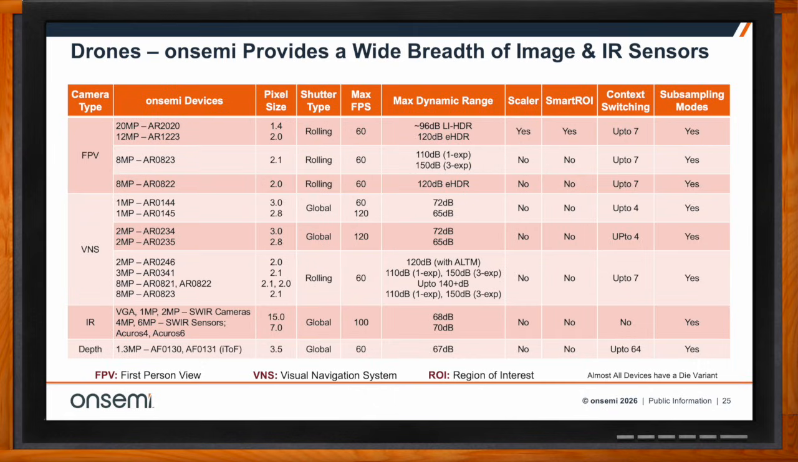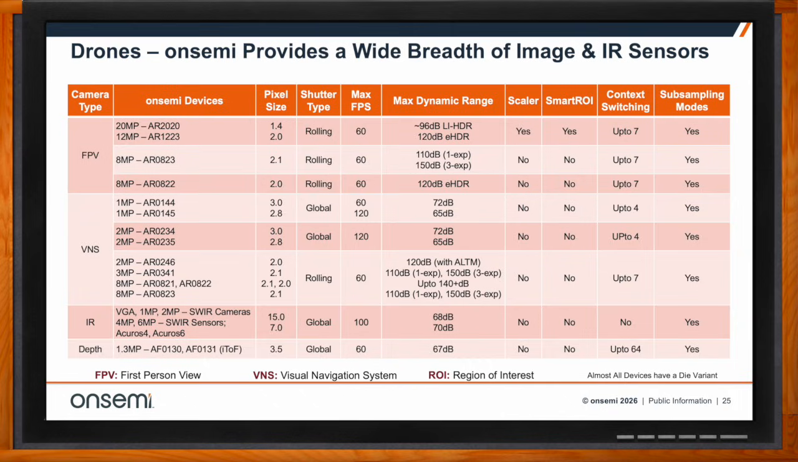Shutter types, we have rolling shutter there, as well as the maximum frames per second, max dynamic range, which is how well it develops an image with very, very low light, the scaler, the smart ROI or region of interest, context switching, and subsampling modes. And further down, back to the first column, you've got the VNS cameras, what we recommend for the navigation. And those are 1 megapixel, 2, 3, and 8 megapixel. Further down, we've got the row for IR. That includes SWIR cameras. And then also at the bottom, we've got the depth sensing.